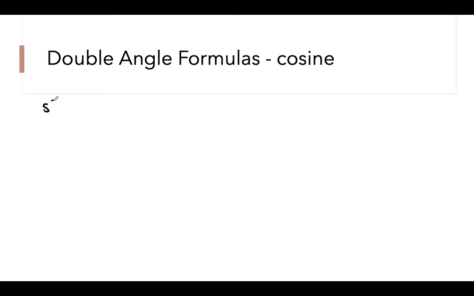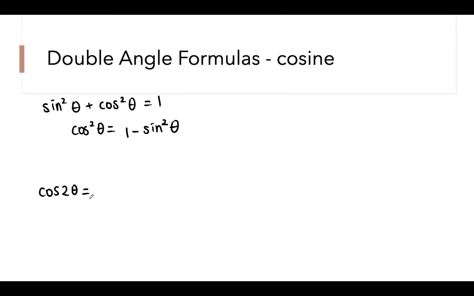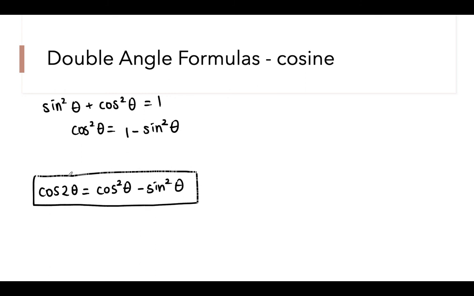Now, keeping that in mind, we have to formulate the cosine. Let's remind ourselves: sine squared theta plus cosine squared theta is equal to 1. If I rearrange it, cosine squared theta is equal to 1 minus sine squared theta. Also, for cosine 2 theta, this is a double angle formula. We're going to follow exactly like the sine double compound angle formula, and when you collect the like terms, you get cosine squared theta minus sine squared theta. So this is one of the double angle formulas for cosine.